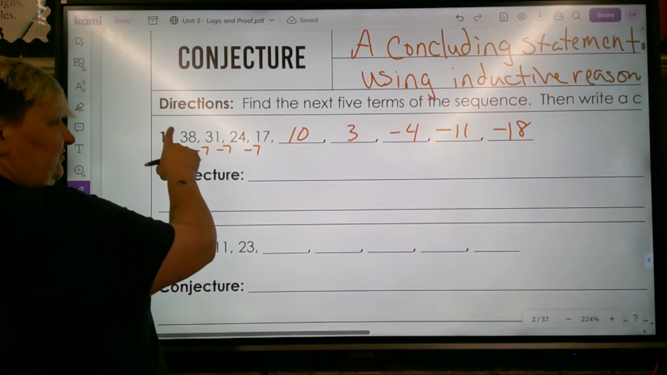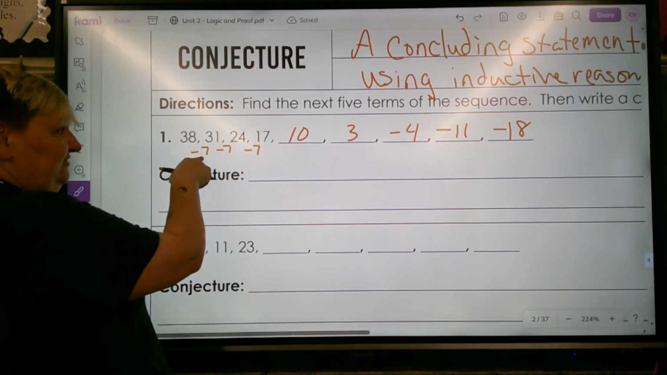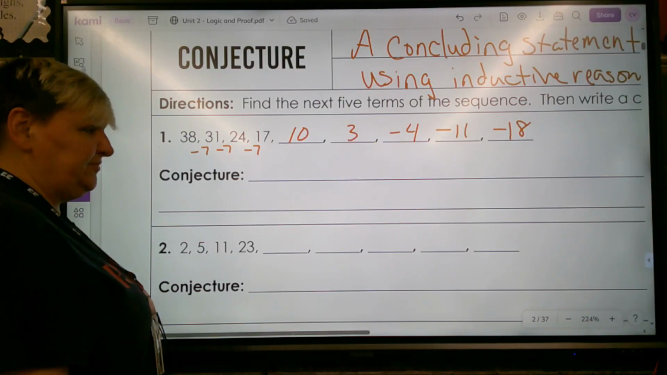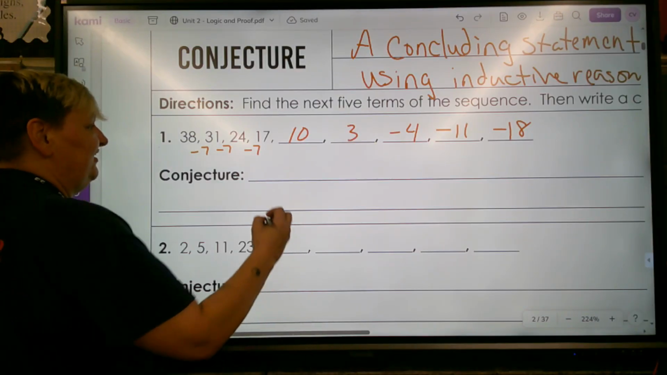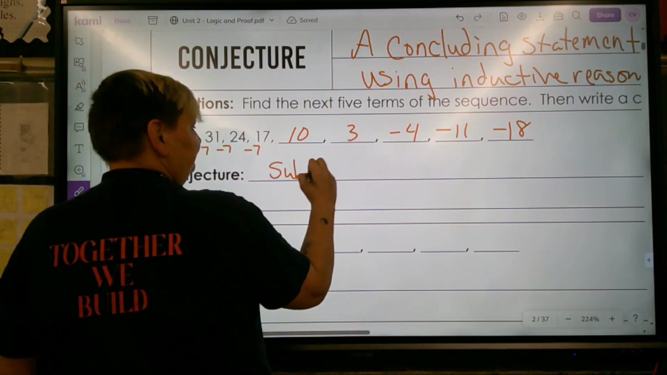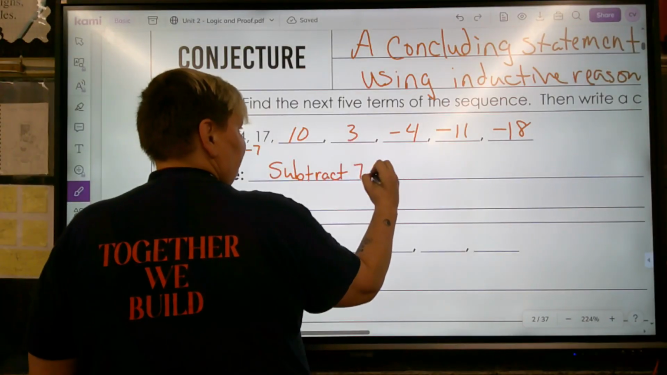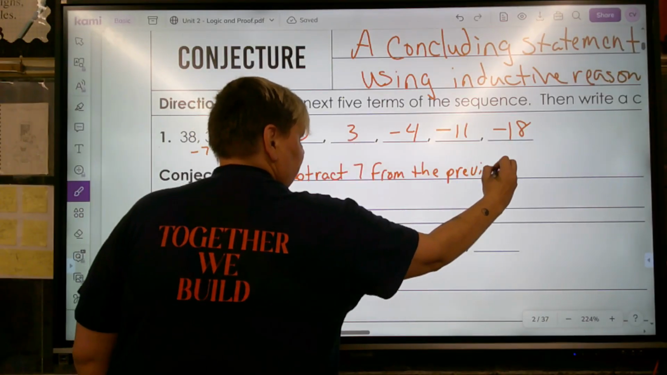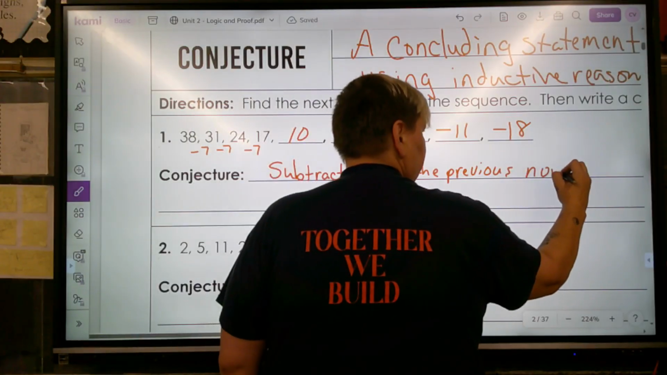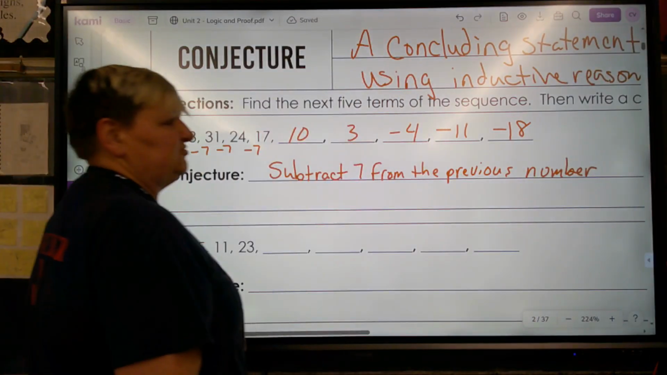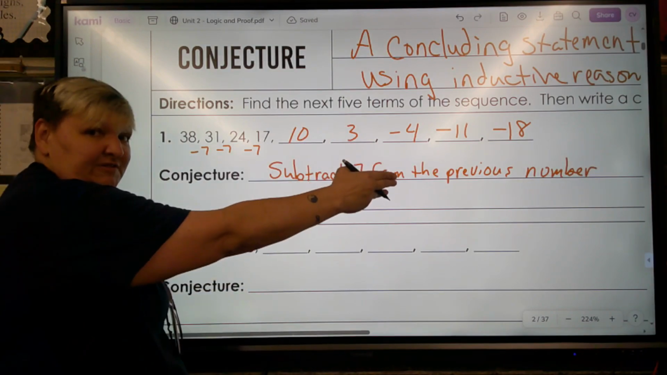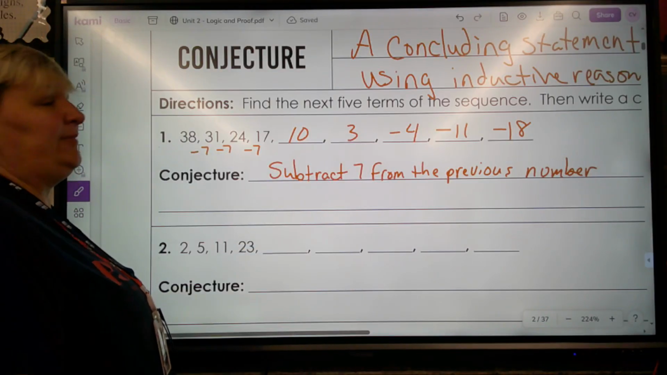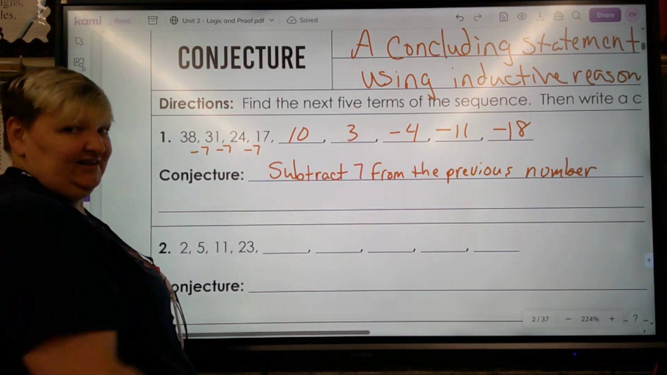All right? Discover the pattern, repeat the pattern, and then we have to explain the pattern, our hypothesis, our conjecture, right? So, subtract 7 from the previous number. That's the pattern. You have to be able to explain it. If you can't explain it, you better figure out a way. Subtract 7 from the previous number. As long as you can explain the pattern, it's correct. And remember, a pattern is repeated. It has to repeat.